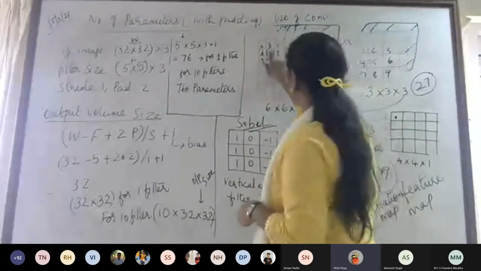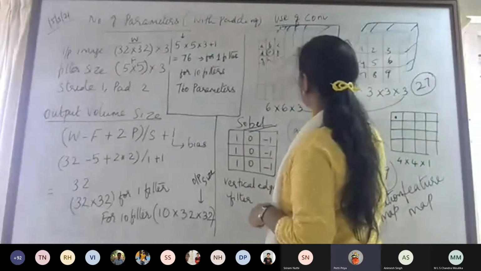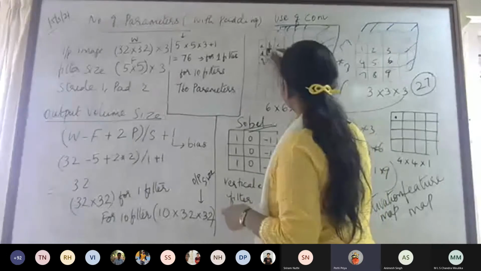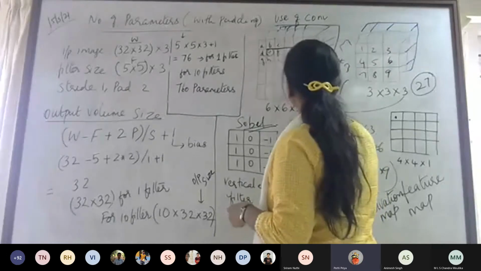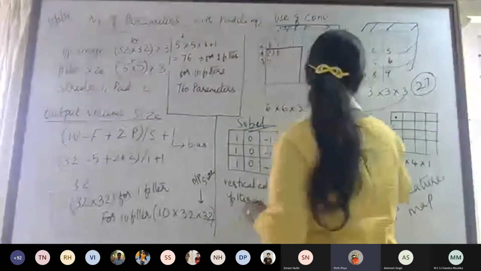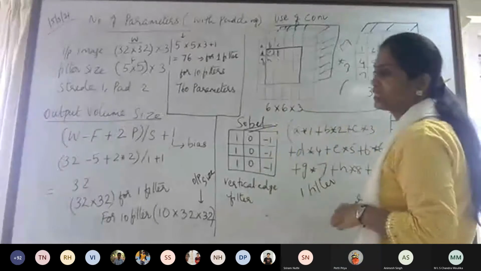Okay. Because you are moving, so 1, 2, 3, 4, then 1, 2, 3, 4. So from the 6 cross 6, you will get that. What we calculated, was it without bias or with bias, ma'am? 4 cross 1 is without bias.